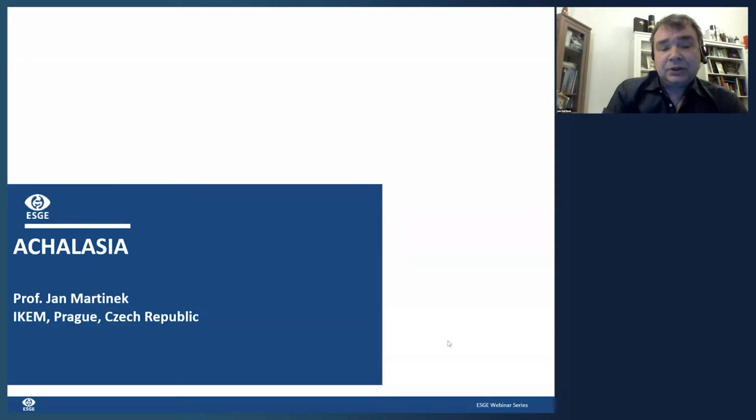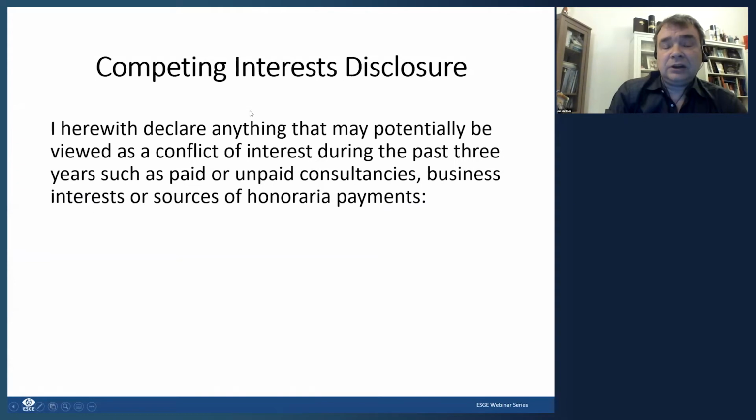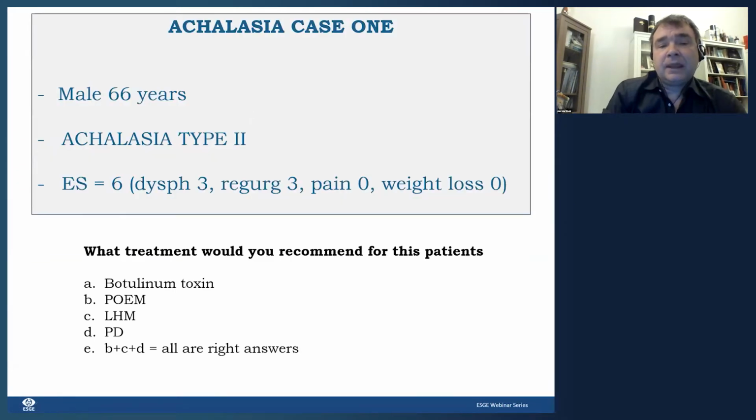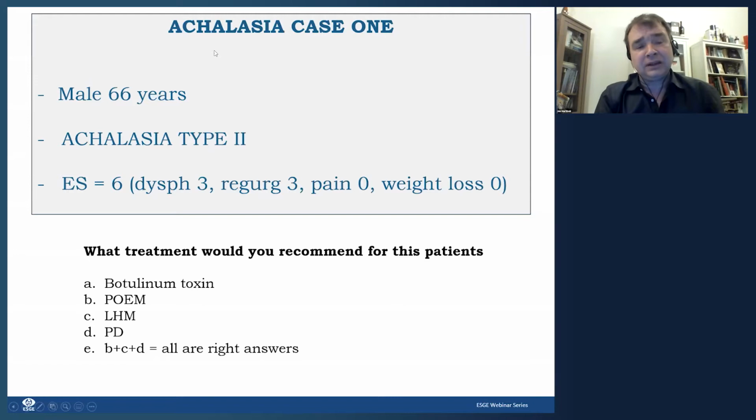So I will present the first case. Here is my disclosure. We have a 66-year-old male patient with achalasia type 2 with Eckardt score of 6, predominantly suffering from dysphagia, 3 points, and regurgitation, 3 points, with no pain and no weight loss.